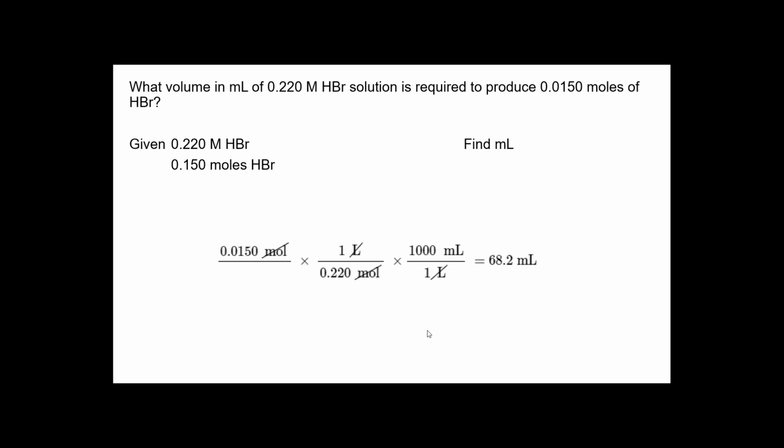This question specifically tells you milliliters. If it's not, then you would answer in liters because that's the default. So here we set it up. We have 0.0150 moles. So we're going to set this one up as moles. We're going to use the molarity to cancel out the moles, leaving us with the volume. But the volume needs to be converted to mils, which is done here, and equals 68.2 mils.